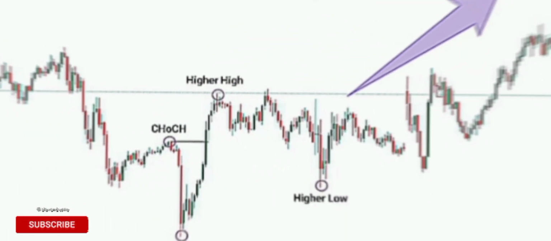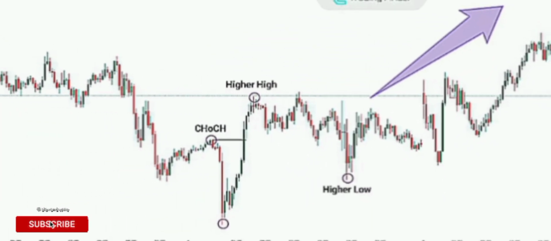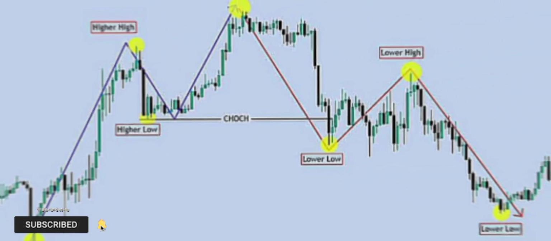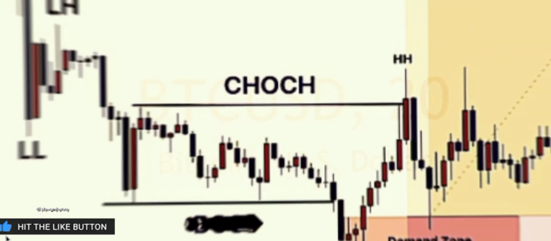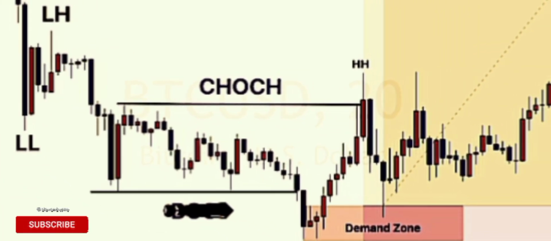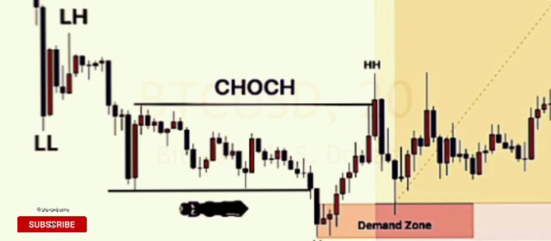If you keep missing reversals, it's because you don't understand change of character. Watch this one lesson and you will never enter late again. At the end of this video, I will tell you one change of character secret that only the pros use. If you understand this secret, it will change your trading forever. So stick till the end of this video.